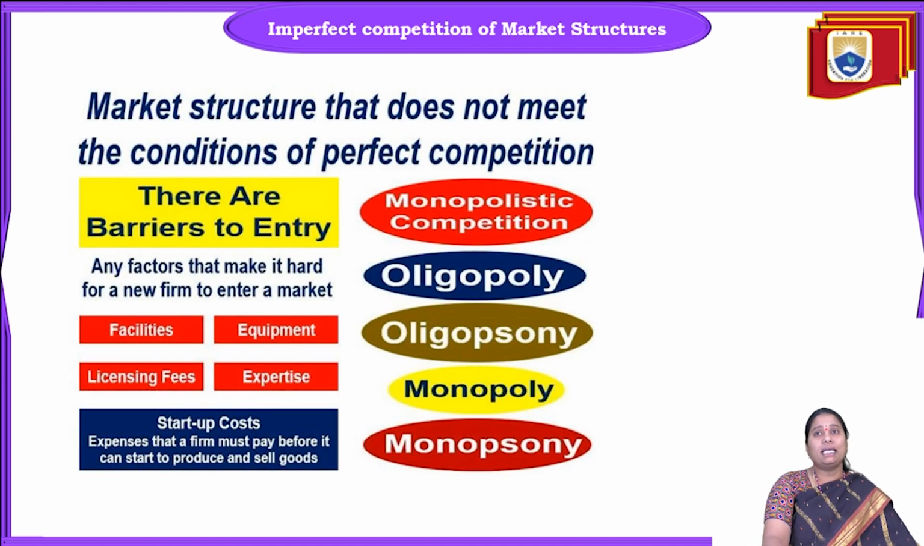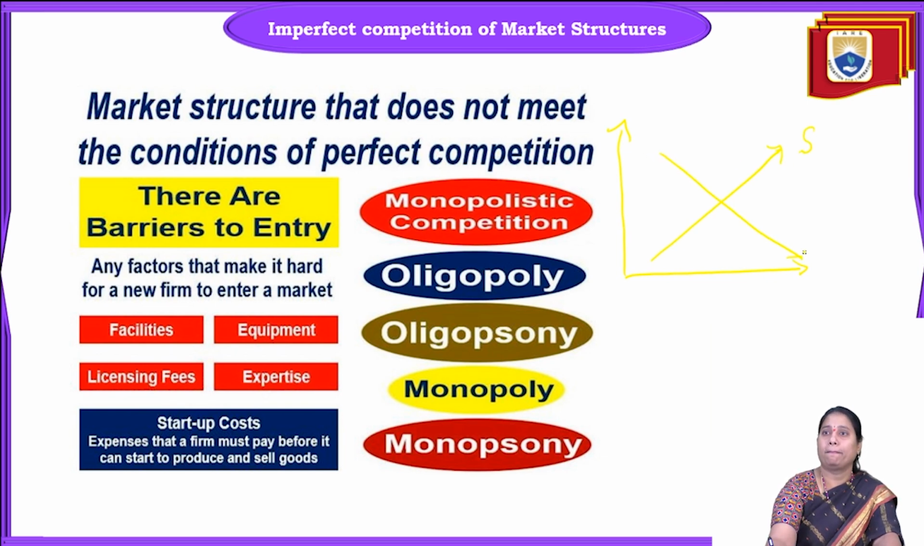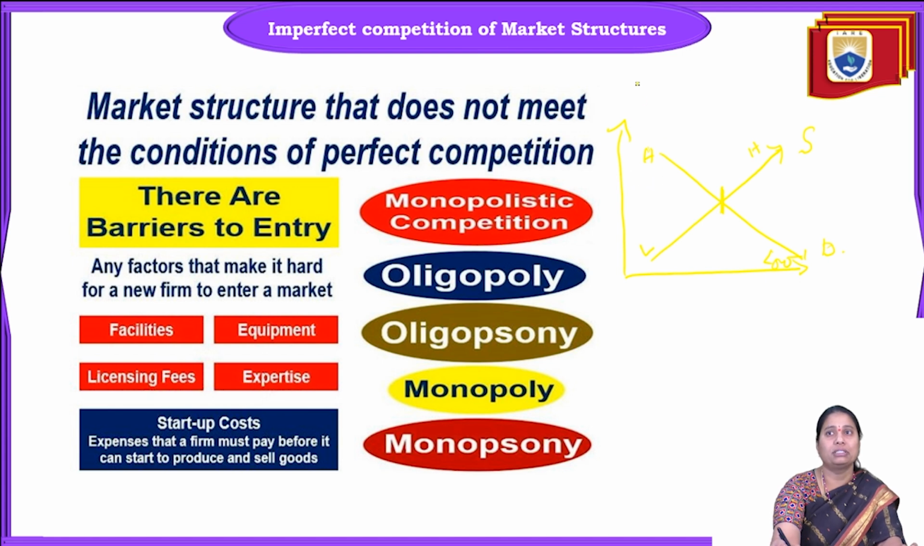So in these imperfect competition markets, if we observe the previous example, we saw the supply curve as well as the demand curve. Here we came to know about high demand to low demand. The equilibrium point is where we have perfect competition. But imperfect competition means the sellers are either one, two, or few, but the buyers are larger in number.